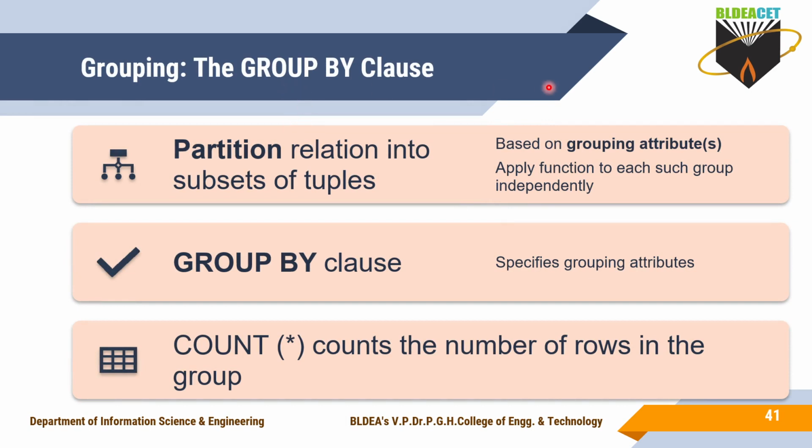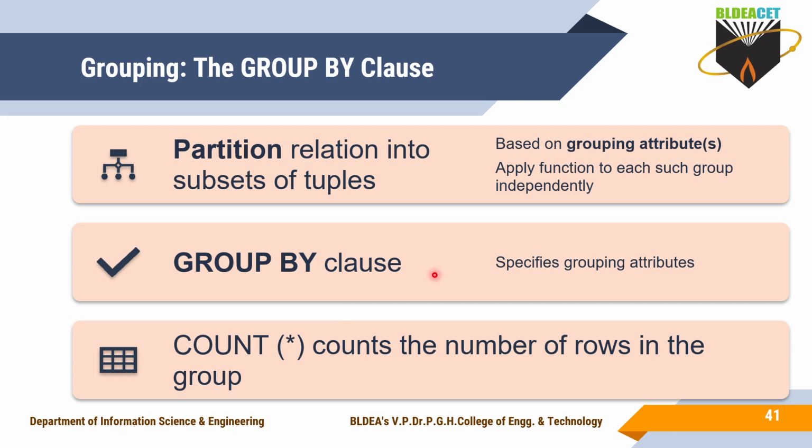The group by clause is used for grouping. As subgroups, if you want to group the tuples, it is possible by using the group by clause. It partitions a relation into subsets of tuples, based on grouping attributes. It applies the function to each group independently. It depends on the grouping attributes, and whatever function we want to apply is applied to each group independently.